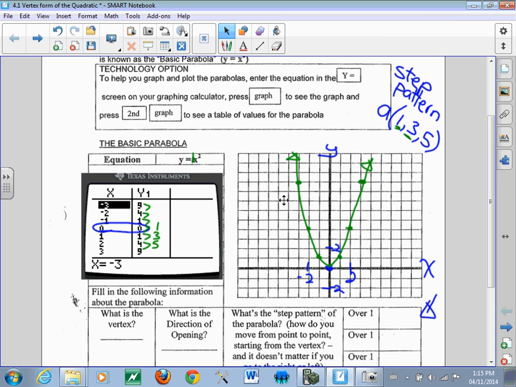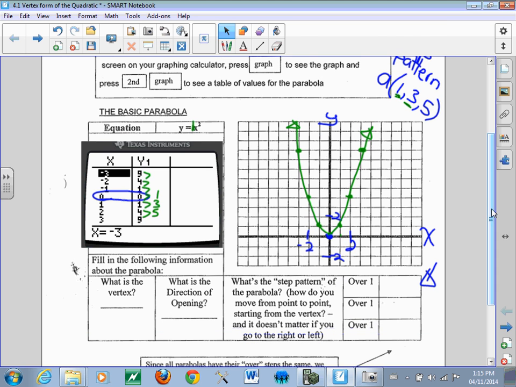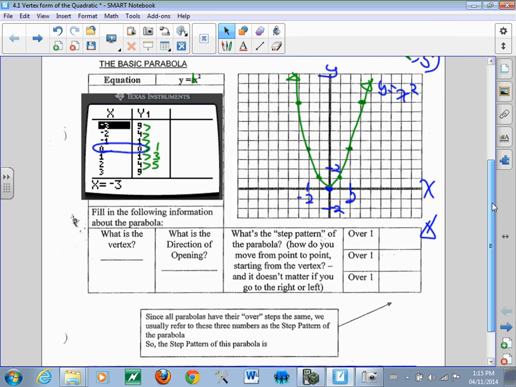Okay? All right, so we've got our vertex drawn. We're going to write in our equation y equals x squared. Okay, and now we're going to answer some questions. The vertex is going to be our ordered pair 0, 0. Okay, direction of opening, hopefully you see it's opening up. Okay, and the step pattern, as we go over 1, we're going to go up 1, over 1, up 3, and over 1, up 5.